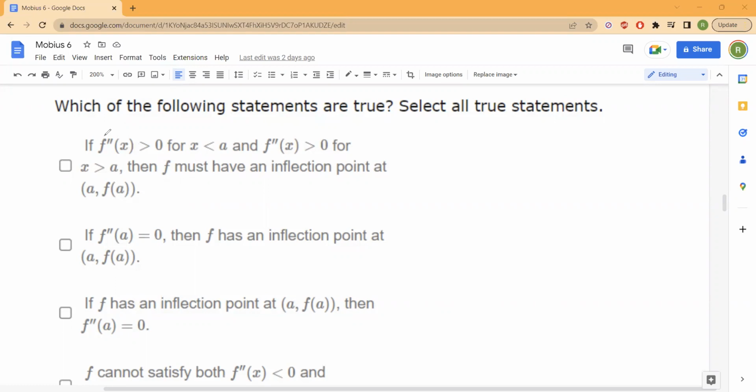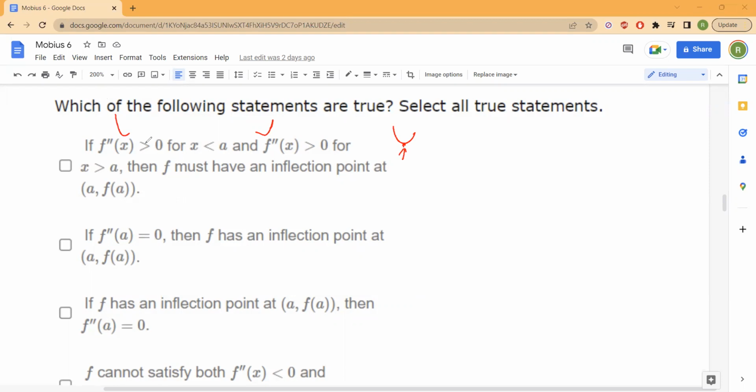The reason it's false is because f double prime of x bigger than 0 means that this is concave upwards. So it's concave upwards over here for x smaller than a, and f double prime of x for x greater than a means it's also concave up on the other side. So if it's concave up on both sides, then there's no way that f at a would be an inflection point. This isn't an inflection point.